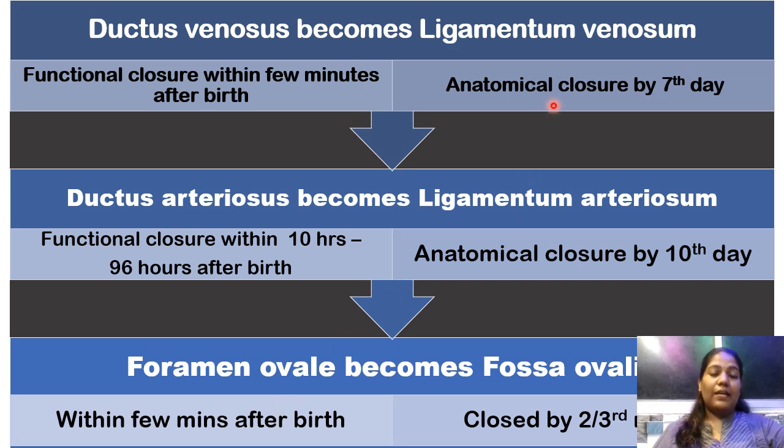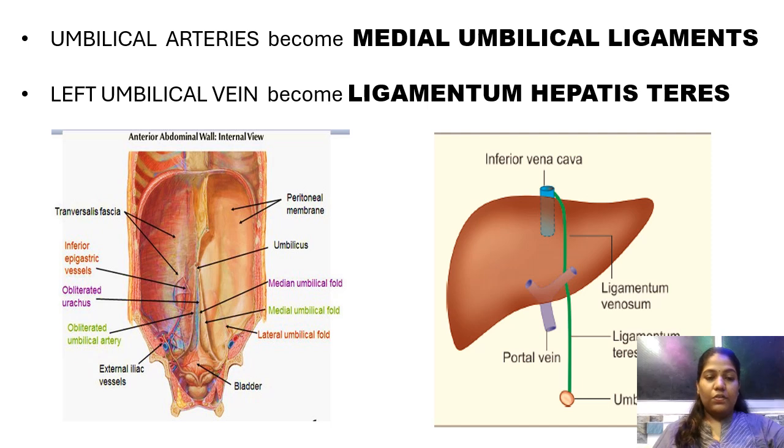Anatomical closure occurs for ductus venosus around the 7th day. And at end of the week, ductus venosus becomes ligamentum venosum. Ductus arteriosus closes by 10th day. It becomes ligamentum arteriosum. Foramen ovale becomes fossa ovalis. That is, anatomical closure starts by 2 to 3rd month, but complete closure occurs by end of 1 year. So those are about the shunts within the great circulatory system.